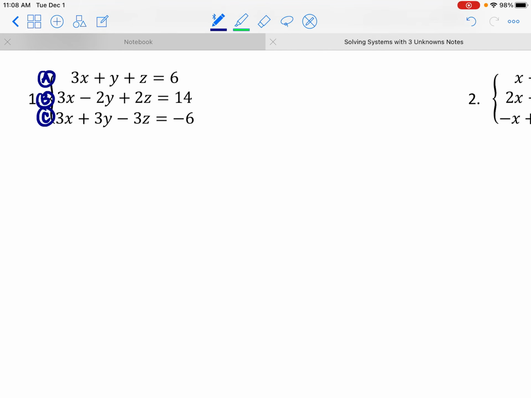So let's say I multiply equation A. So I'm going to do B minus A. Multiply equation A by a negative, and then add B to it, or take B and subtract A, and this is going to be to eliminate x. Okay, so B minus A to eliminate x is going to be my first step here.